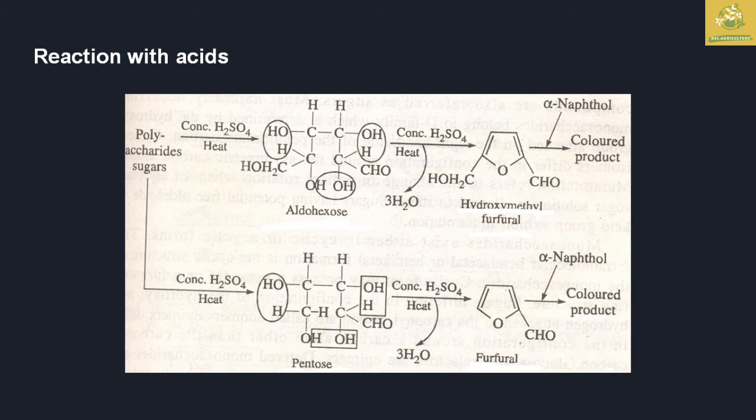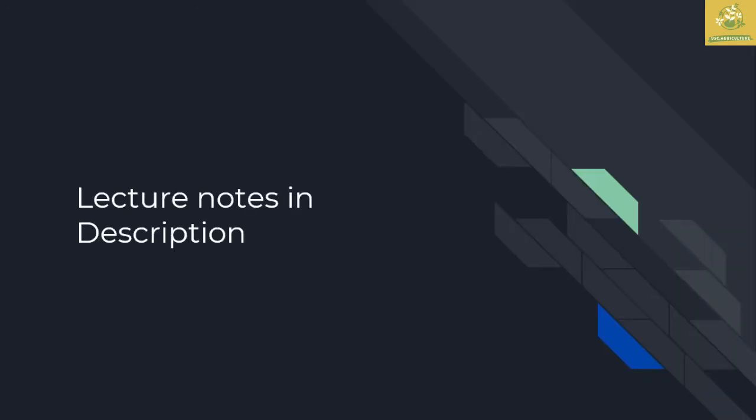The reaction when sugars react with acid, which is concentrated H2SO4 with heat, forms a colored product, where the step-by-step classification is given in this picture. I have given the lecture notes in the description, which can be useful for your exams. So try to make it.